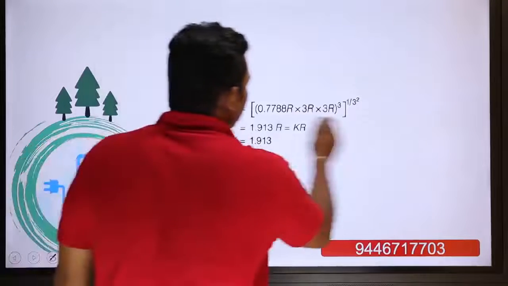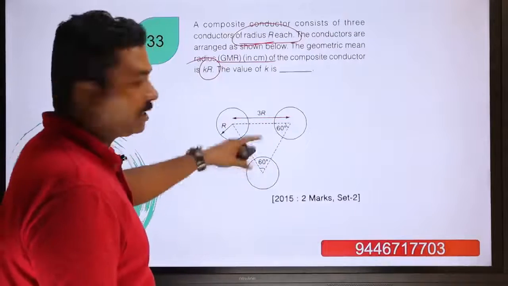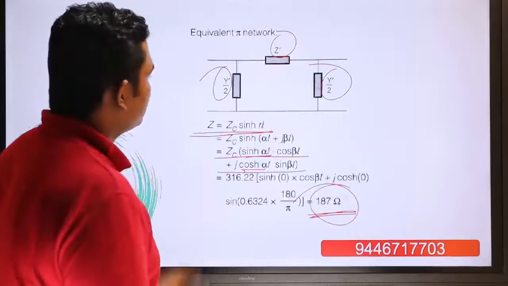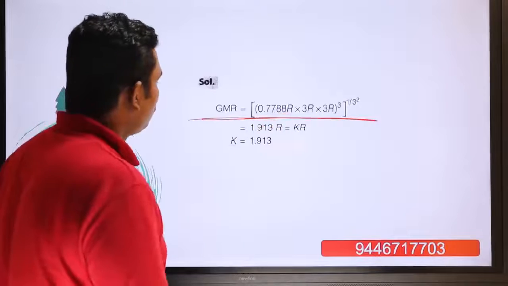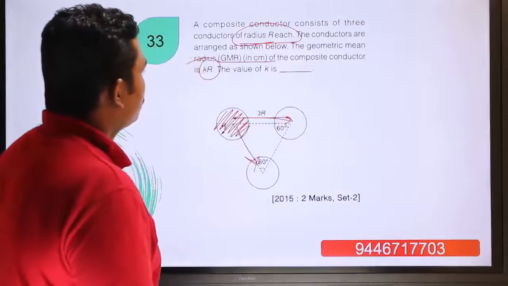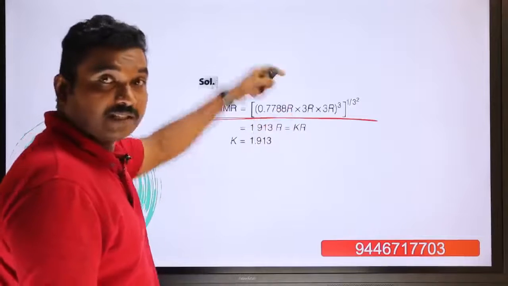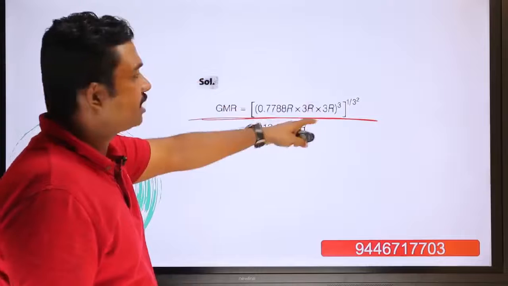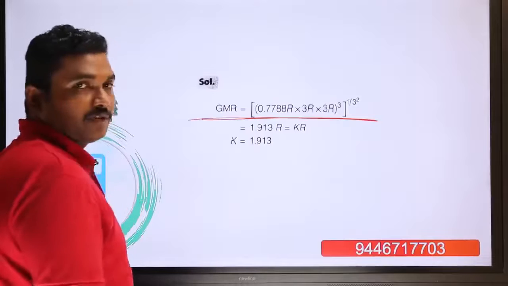And what is the geometric mean radius of the system? Because there are 3 conductors in the system and each conductor is separated by 3r. When we consider one single conductor, its self GMR is 0.7788 r. So the net geometric mean radius becomes equal to 0.7788 r, which is the self of the conductor under consideration, into 3r with respect to one other conductor and into 3r with respect to the other conductor, the whole cubed and raised to 1 by 3.